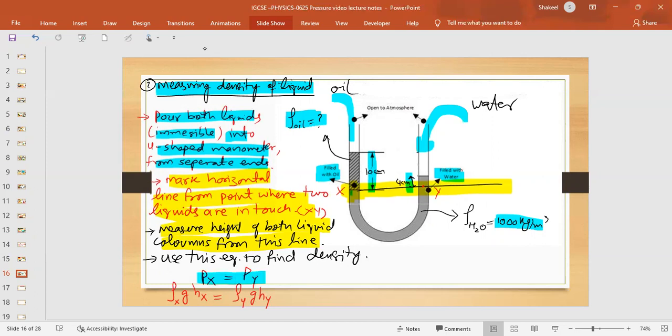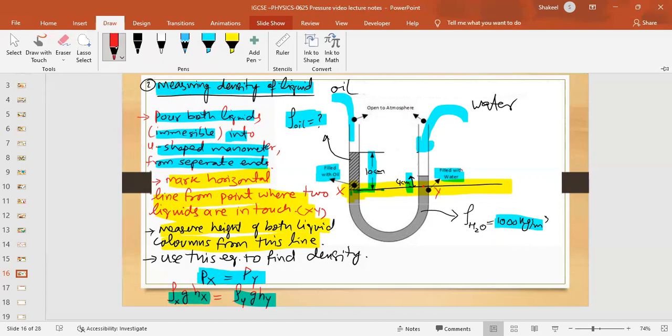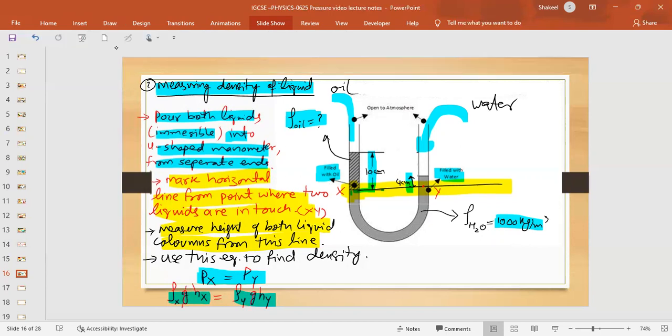Pressure at point X is equal to pressure at point Y, because both are at the same level, and in a liquid at the same level, pressure is always the same. So rho X g hX equals rho Y g hY. You put the data in, as rho Y is unknown. You can find that easily: g and g cancel away, and rho Y equals hX over hY times rho X. So that's the equation with which we can find the unknown density.